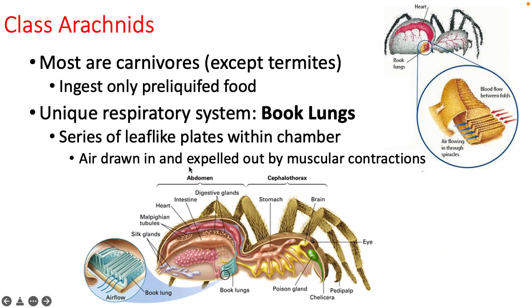Most are carnivores except for the termites. Another unique feature is book lungs, which is how they breathe. The book lungs are located underneath the abdomen. Basically, it's a series of leaf-like structures. Air gets drawn in and out by muscular contractions, and that is how they breathe.